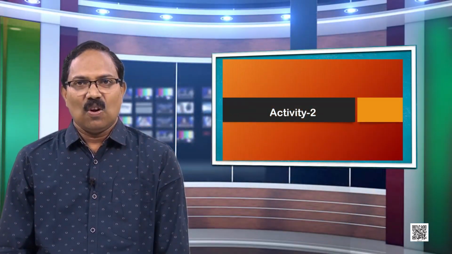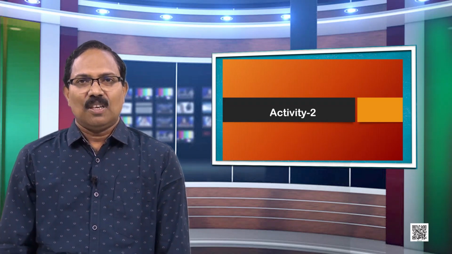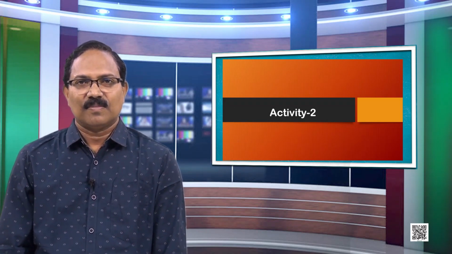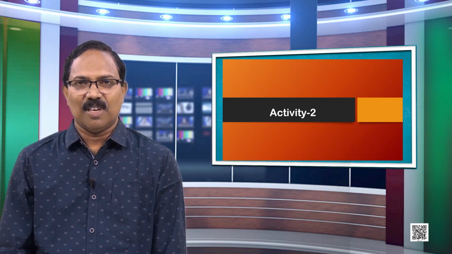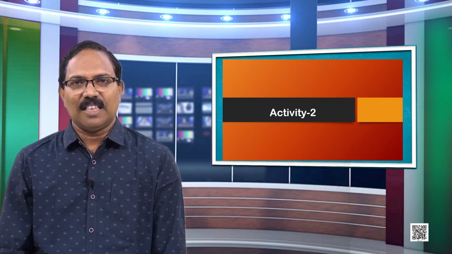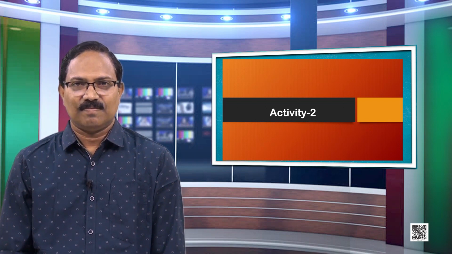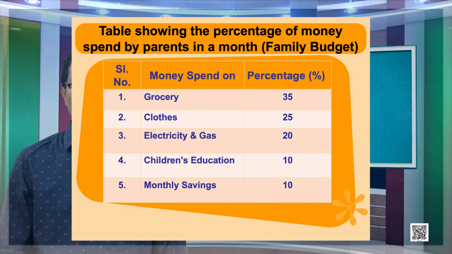Now let us note down one activity for you. You have seen that the central government as well as state governments announce their budget during the month of February or March every year. Have you noticed? Yes. Like that, I am asking you to represent your family budget in an appropriate graphical representation. Let us take your family budget as the following.